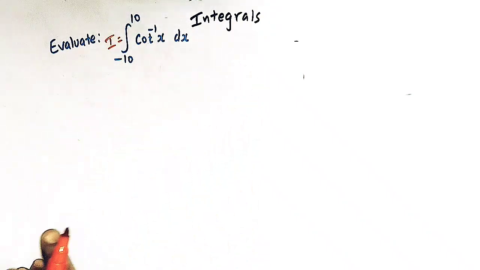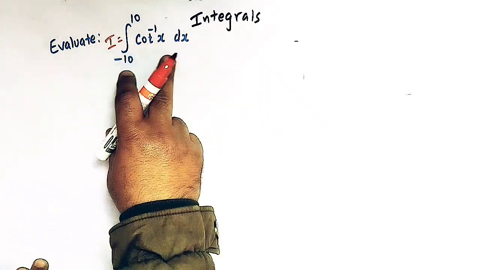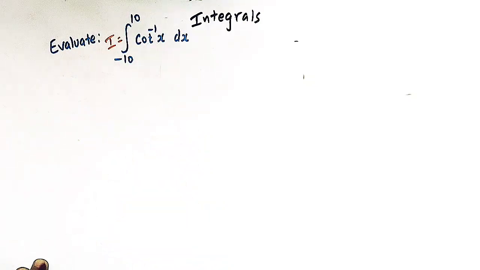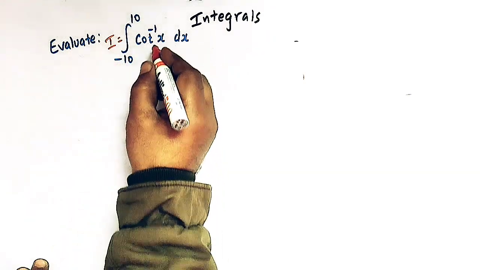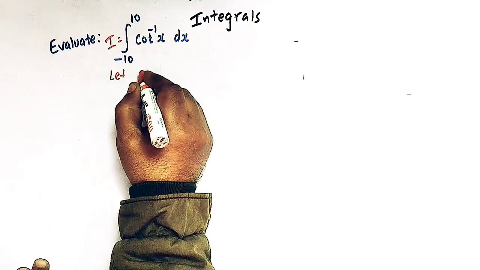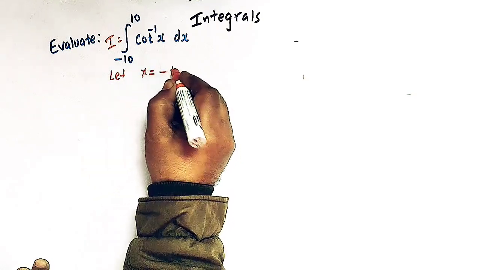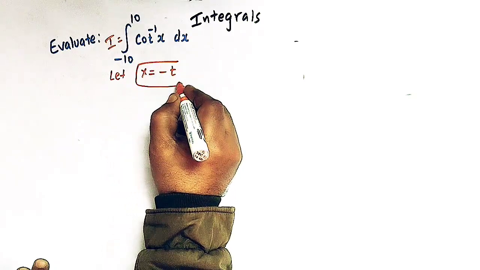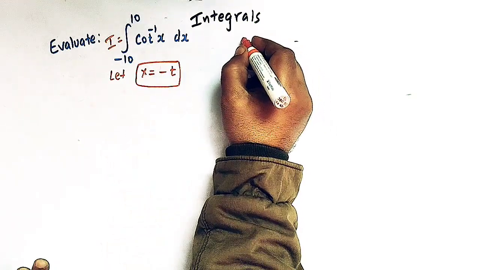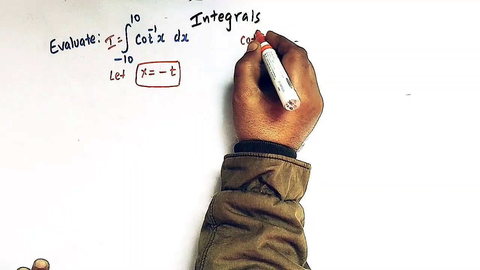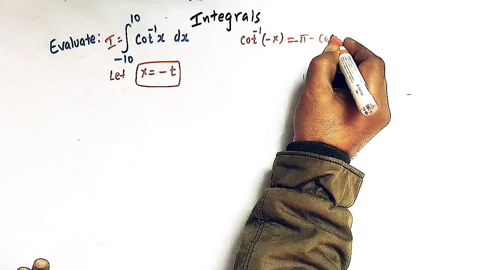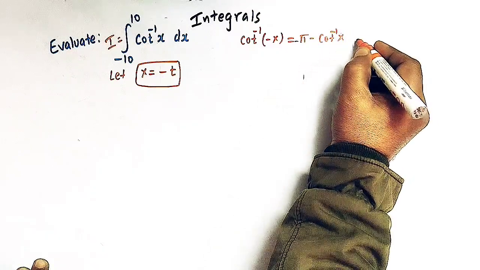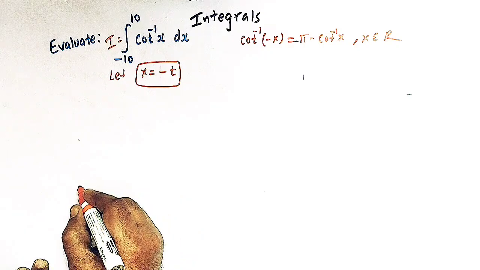Now here we can use two methods to find out the value of this integral, but here we'll discuss only the first method, right? So in the first method, we'll make use of the method of substitution. So let us make this substitution, that is x is equal to minus t, right? So the purpose of making this substitution is to make use of this identity, that is cot inverse minus x is given by pi minus cot inverse of x, where x belongs to the set of real numbers, right?